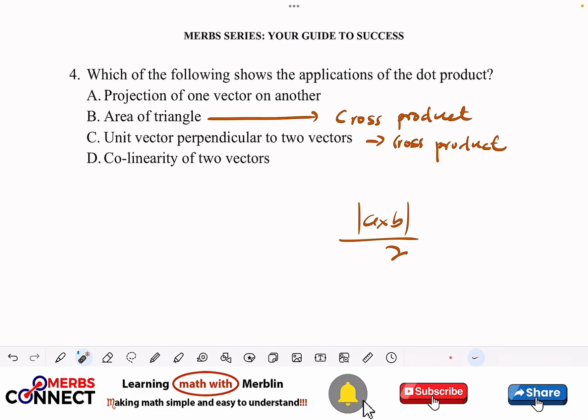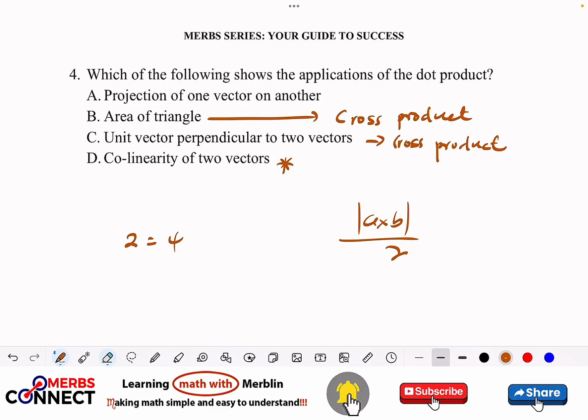And then collinearity of two vectors. So this one is basically, we can also use a dot product, but I think the best thing that we can do here is when we say two vectors are collinear, it means that one is a scalar multiple of the other, right? So basically, let me say, if this one is 2, then this one will be 4. So like a scalar.